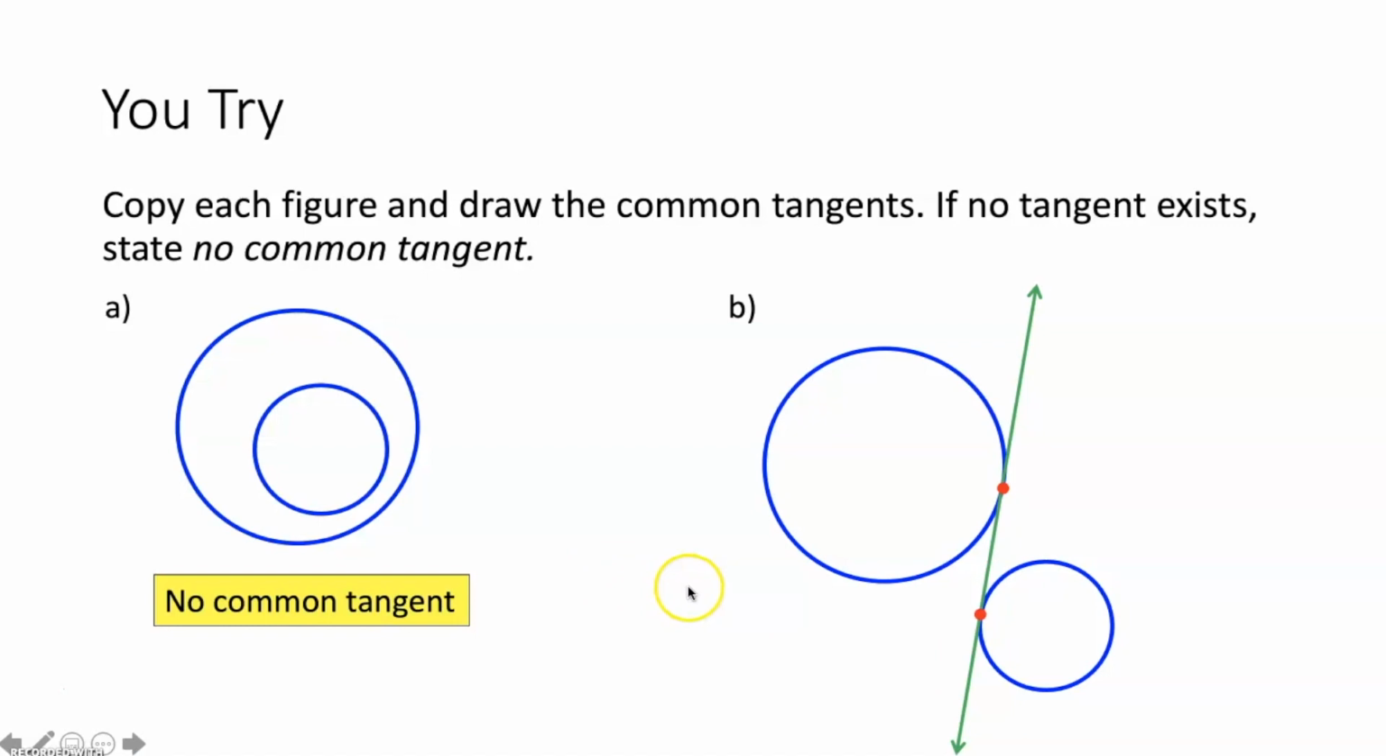Same thing from the other direction. If I were to draw a line that would intersect the big circle at exactly one point right here, then continuing on to intersect the little circle at exactly one point right here, that would be considered a common tangent.